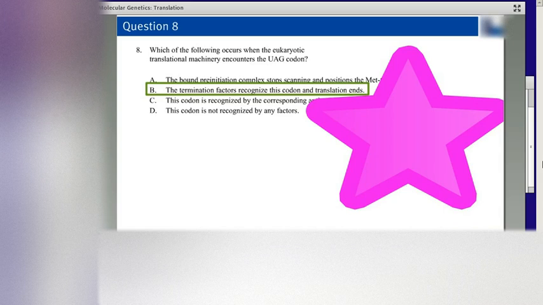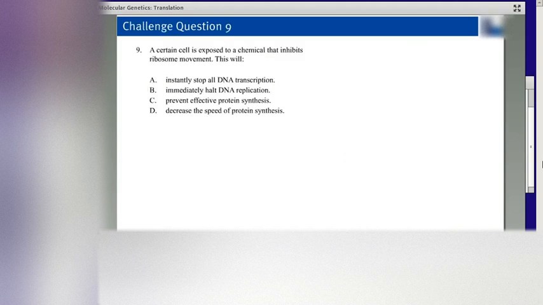Which of the following occurs when the eukaryotic translational machinery encounters the UAG? Absolutely. This is a stop codon, and we said when we hit a stop codon, we need the termination or release factors in order to end translation. Awesome job there. All right, let's try another one.